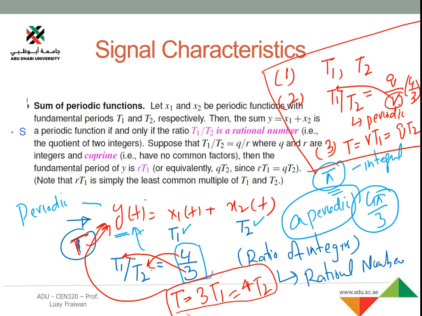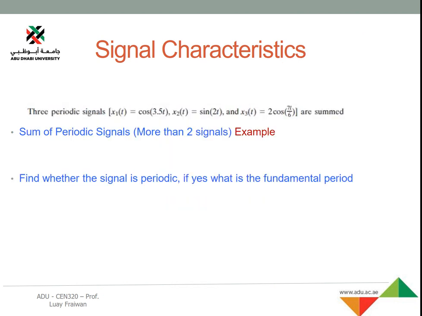We will solve these examples during the live session. So we have three signals, x1, x2, and x3, and we are adding them; they are being summed.